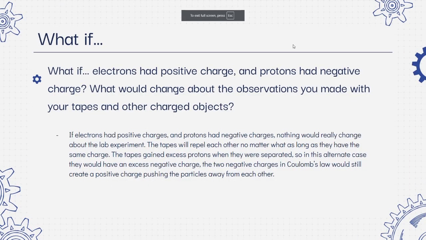All right, and then the lab questions we can go ahead and talk about. What if the electrons had positive charge and protons had negative charge? So what if they swapped definitions? This wouldn't alter any of the observations we had in the experiment.